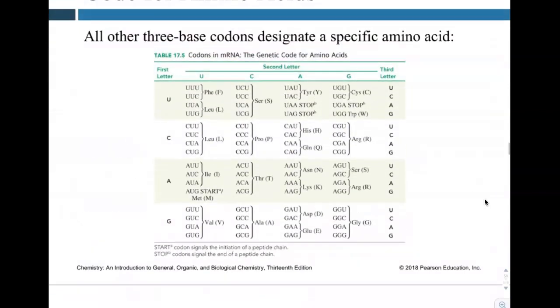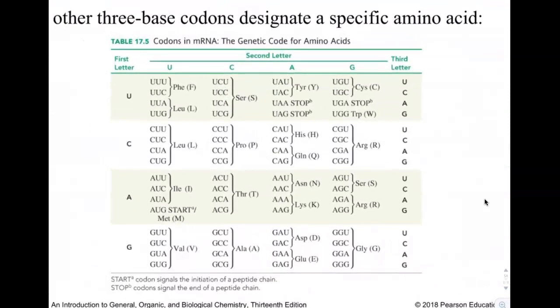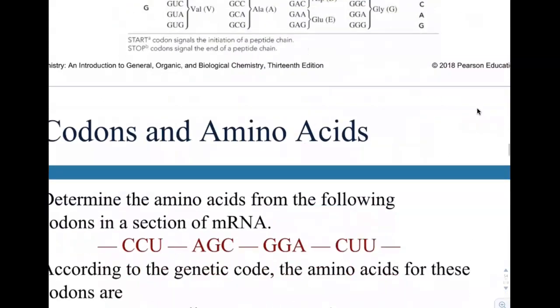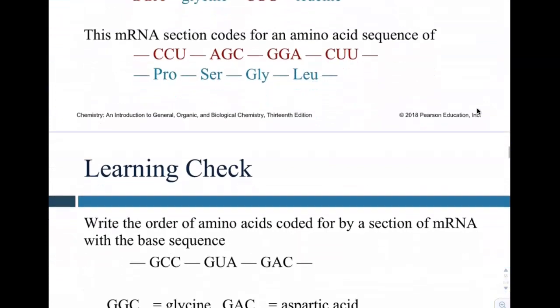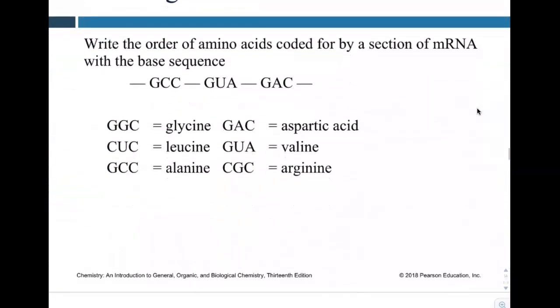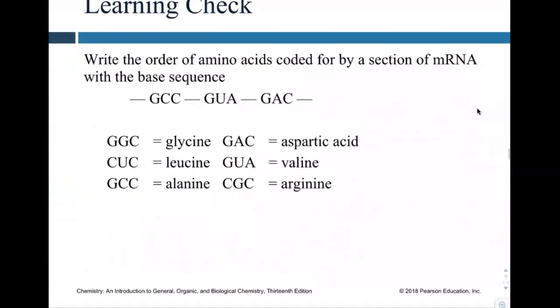So how we read that is, you're looking for the code, your first letter on this side, your third letter, your last letter is here, and so you can kind of narrow it down that way. So if I give you these codes, what is the order of the amino acids that would go here? So give it a pause and try it.